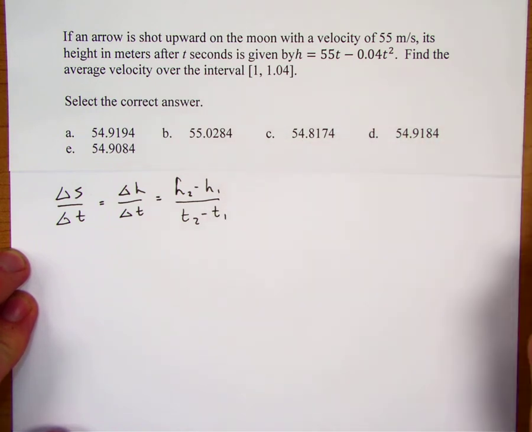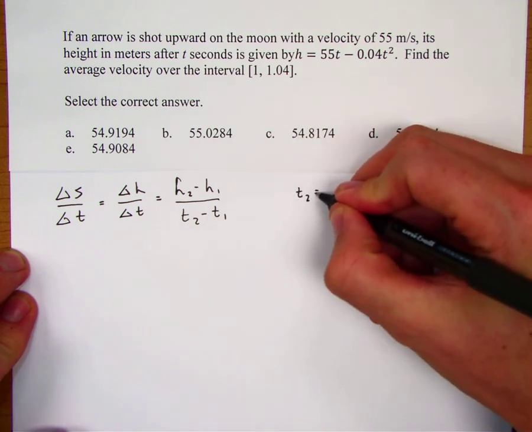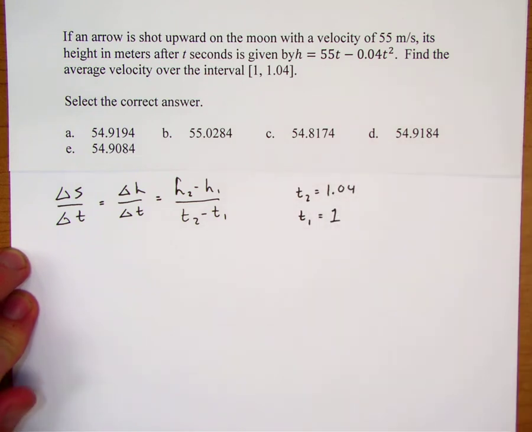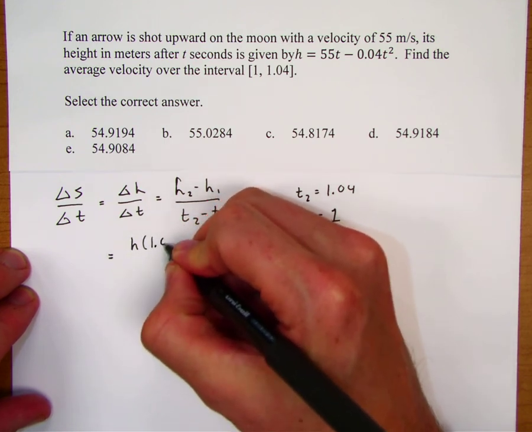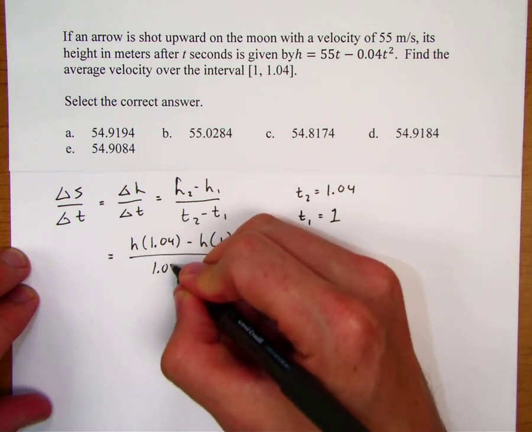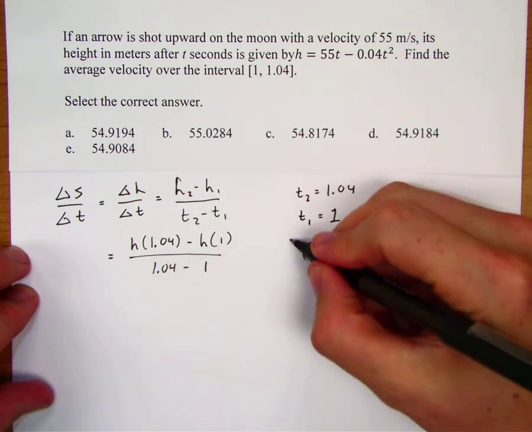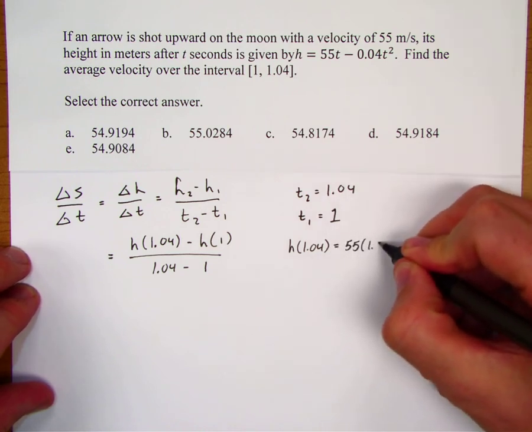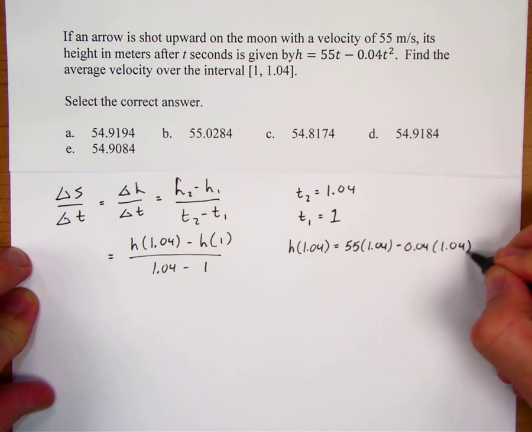And we do need to decide what time 2 and what time 1 are. Generally time 2 is the later time, so t2 equals 1.04, t1 equals 1. And then we can go ahead and fill this in as h of 1.04 minus h of 1, all divided by 1.04 minus 1. Now it is important to go ahead and work these out, so h of 1.04 is equal to 55 times 1.04 minus 0.04 times 1.04 squared.